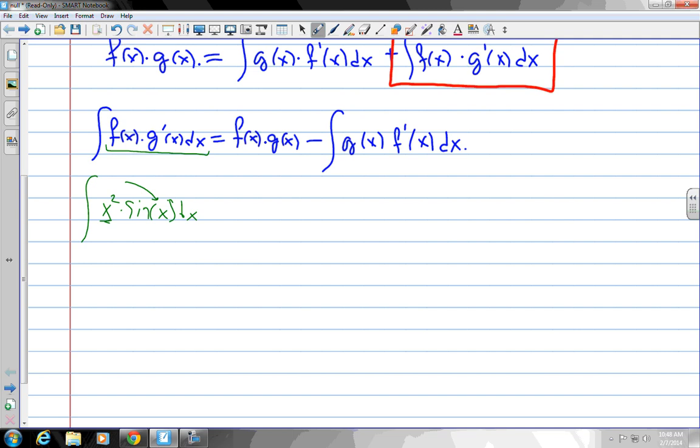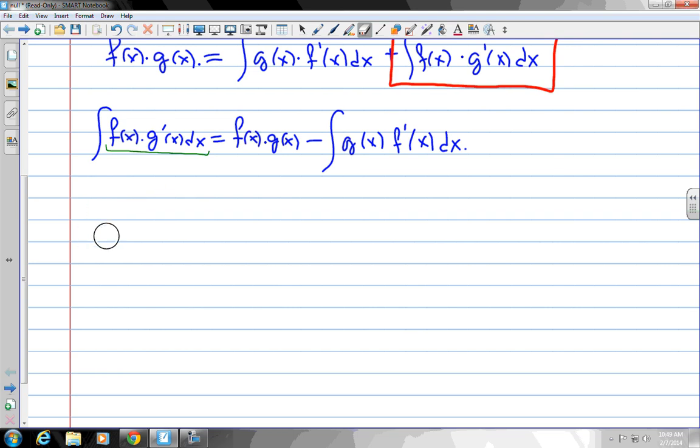Okay? The only problem is you have to decide which function is which. And this is going to be half of your success, if you identify which function you want to play as f and which function you want to play as g prime.